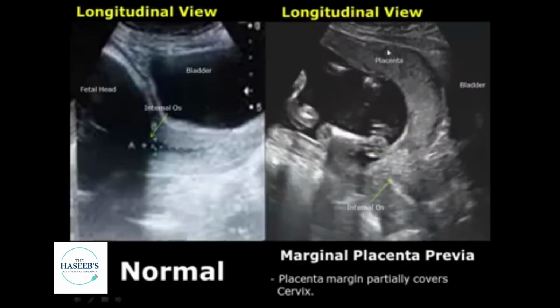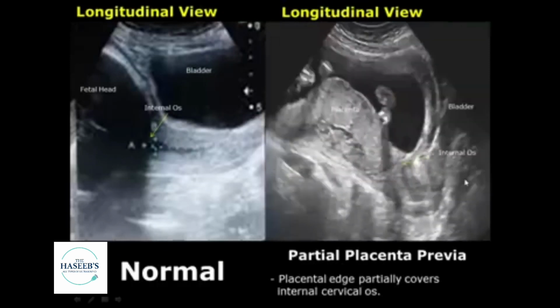When the placenta overlies the cervix, it is known as placenta previa. The first type is the marginal placenta previa. In this, the placental edge or the placental margin will overlie the cervix, but it will not cover the internal os. In partial placenta previa, the placenta will partially cover the internal os. Here only the inferior part, this part right here, is covering the internal os.